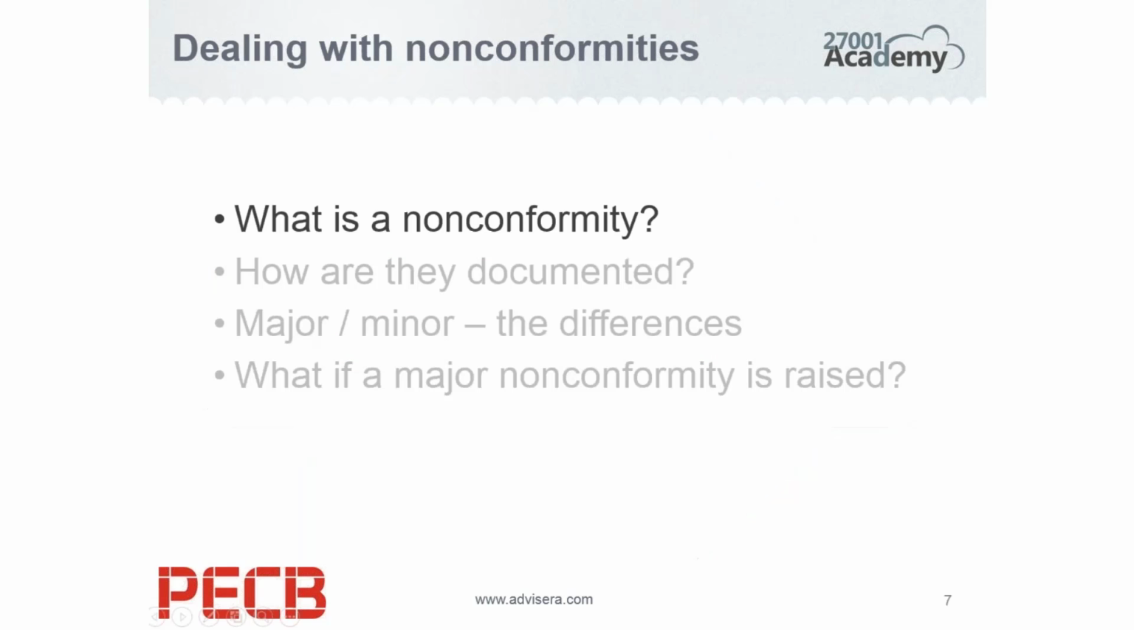Okay, now let's see how you have to deal with nonconformities. First of all, what is a nonconformity? The definition of a nonconformity is a failure to comply with the requirements. What does this mean? If you have a requirement in the standard that you have to write a statement of applicability, and you did not write this statement of applicability, then of course you have a nonconformity.